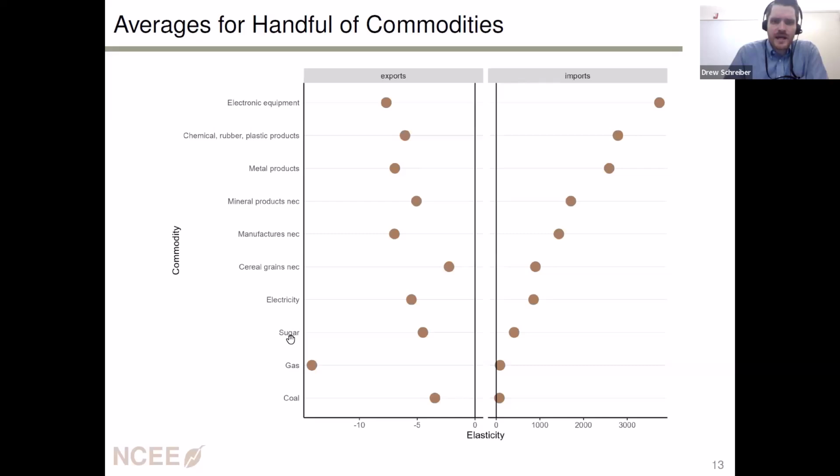I should note that for this plot and the previous plot, these are just averages. The outcome of the code would provide elasticities by region and by sector. And so underpinning these estimates are heterogeneous estimates that depend on country and commodity.